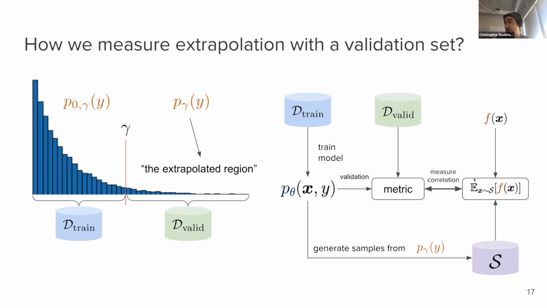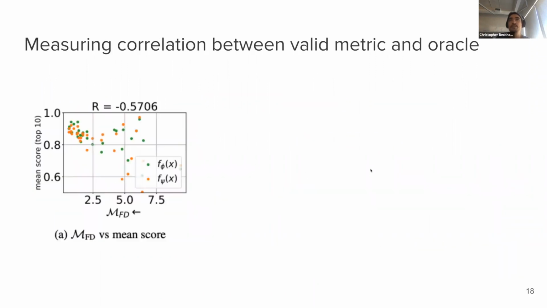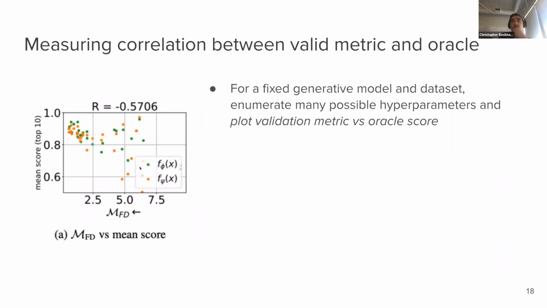The first thing we want to do is measure the correlation between these two. But the $1 million question is, what's the best metric to measure extrapolation? It could be a divergence, it could be a distance between distributions, and that's the big question here. So, I guess I'll explain the procedure first.